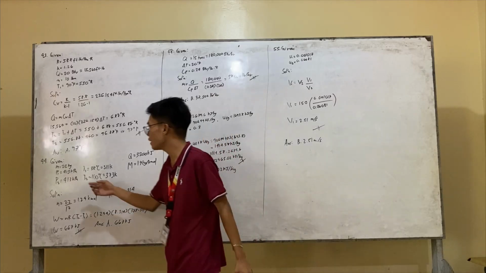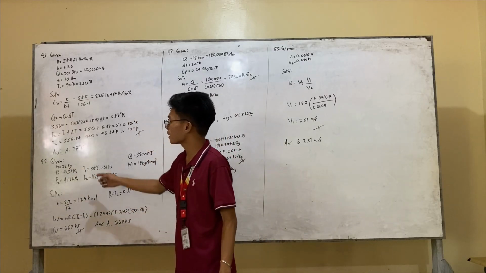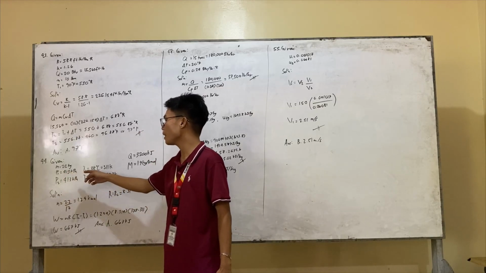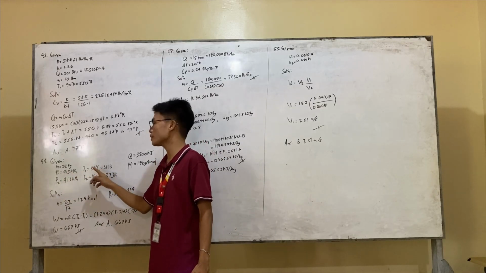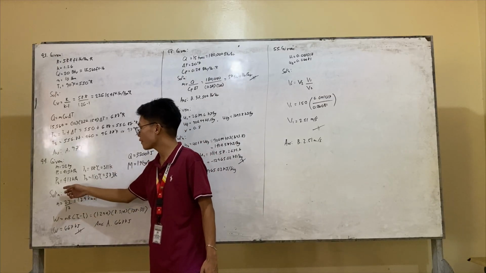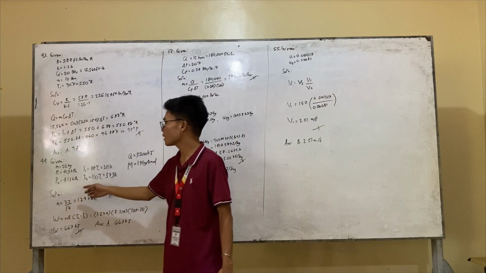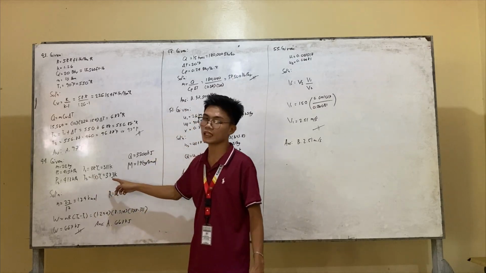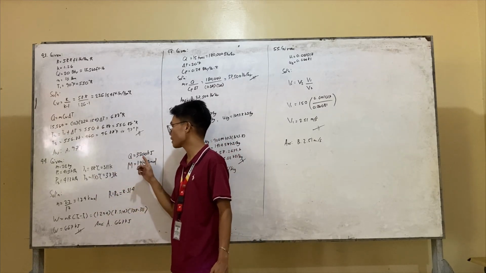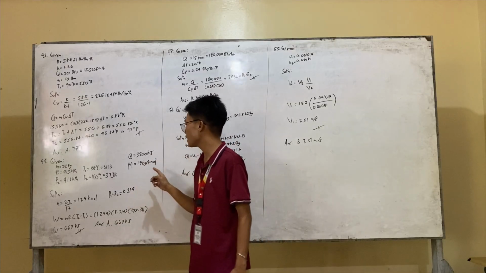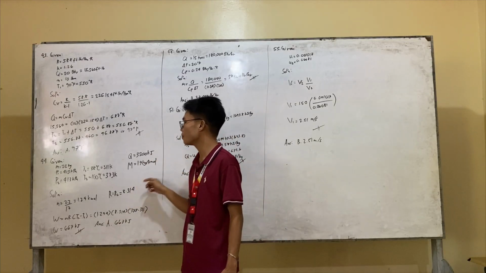So these are the given. Our mass is 22 kilograms, our initial pressure is 413 kPa with a temperature of 38 degrees Celsius or 311 Kelvin. Our final pressure is 413 kPa with a temperature of 100 degrees Celsius or 373 Kelvin. Our Q is 3,200 kilojoules and our M is 17 kilogram per kilomole.